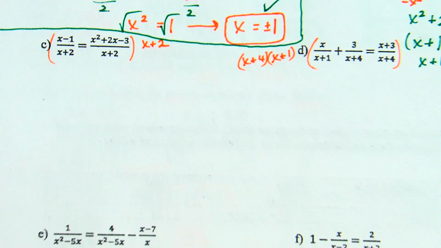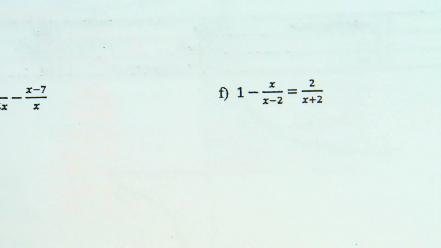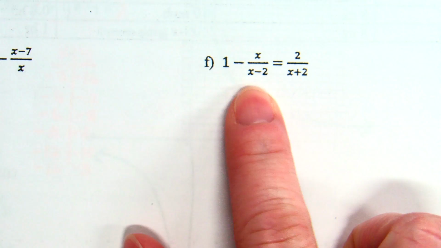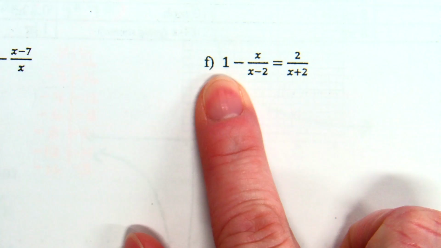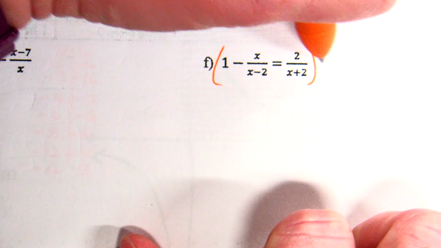What about F? What would you multiply by on F? Look at your denominators: x minus 2, x plus 2. This one doesn't matter because it's not a fraction, right? We would still have to multiply by it. And so we'd be multiplying by the x plus 2 and x minus 2.